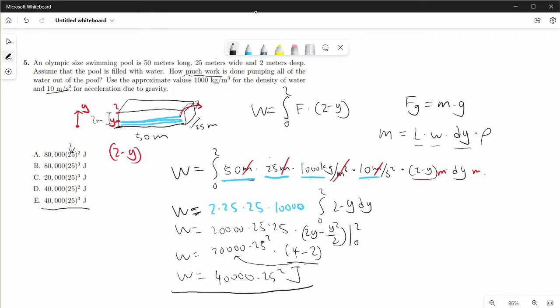It's a bit of a weird question with how the answer is. Oh, wait, that's not the right answer. How the answer is formatted, it should be D, 25 squared, not 25 cubed.